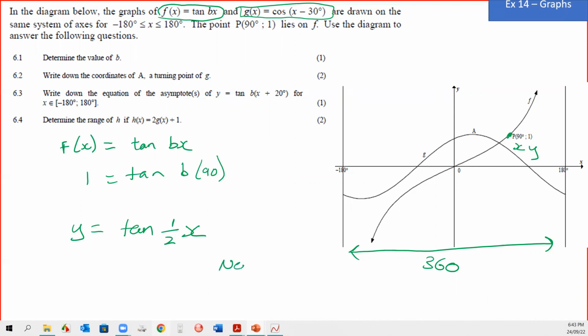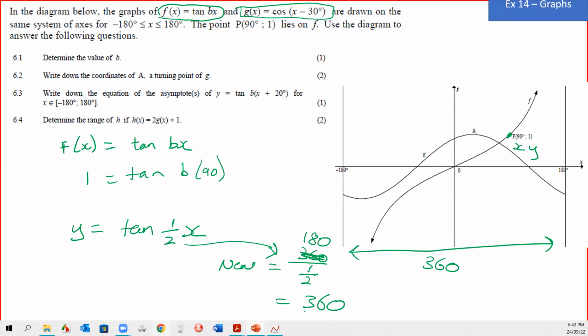So your new period now will actually be equal to 360. Sorry, the normal period is 180, and we divide that by half, and that'll give us 360. So therefore, our value of b in this case is half. I'm not sure if that makes sense to you.